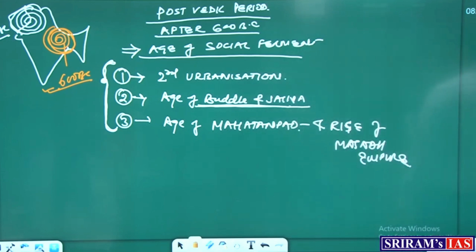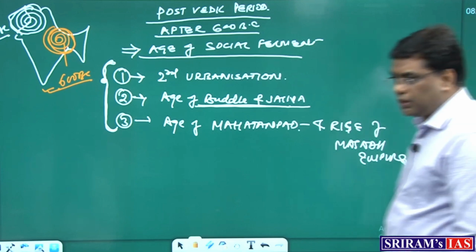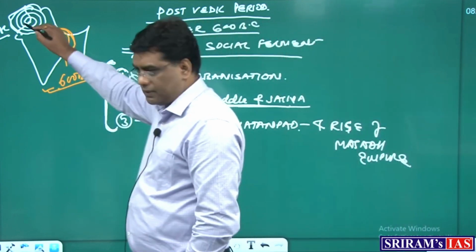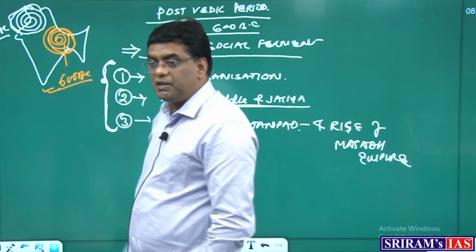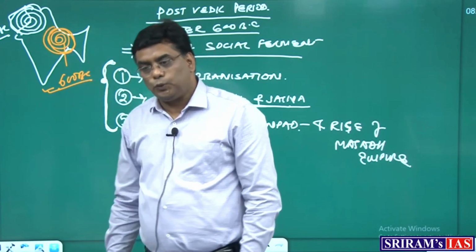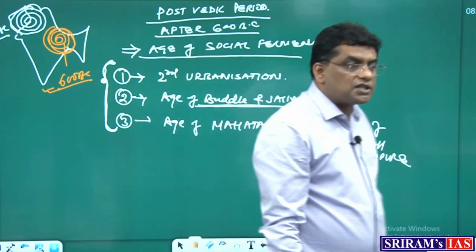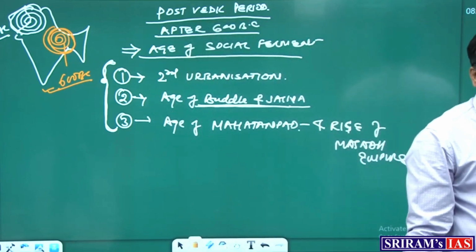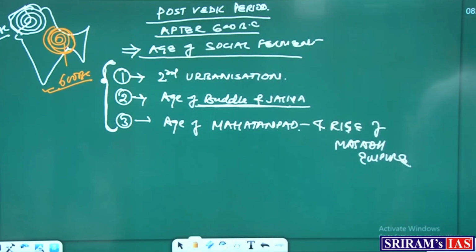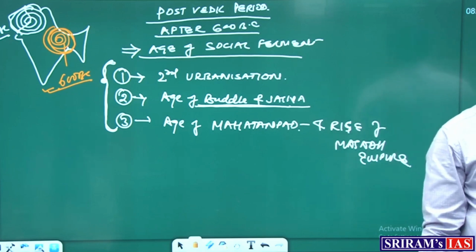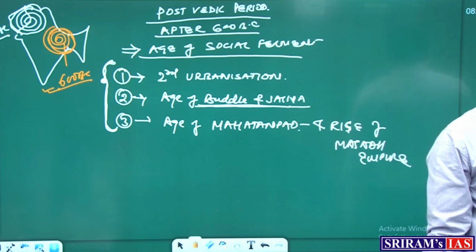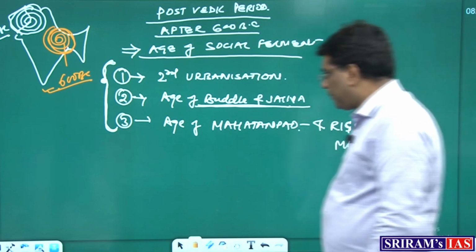The size of the city was much bigger. Harappa, Mohenjo-daro, Lothal, Kalibangan we found here. But here we found big cities like Mathura, Kashi, Patliputra, Kushinagar, Koshambi. So these are much bigger cities compared to Harappa and Mohenjo-daro. And obviously the level of urbanization was very high.